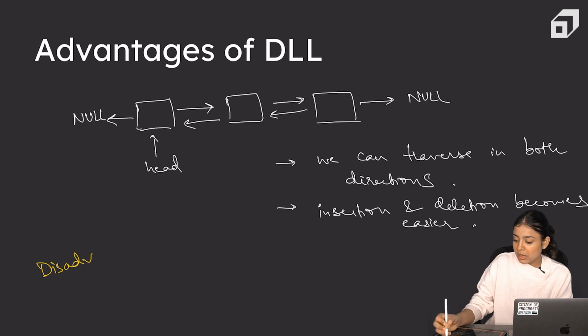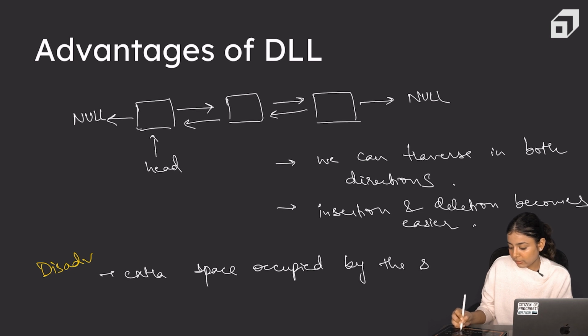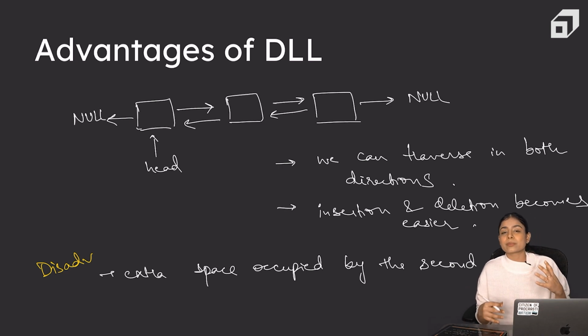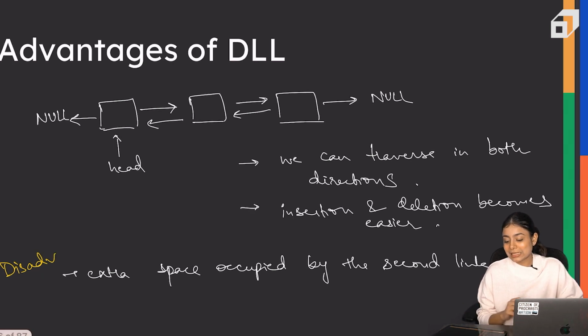There is also a disadvantage, that is the extra space occupied by the second link. In a doubly linked list we have two links, so there would be some extra space that is being used by the second link. So that is one of the disadvantages when we are using a doubly linked list over a singly linked list. But considering this, we will find a few examples where we need to traverse a linked list in both directions, and that's when a doubly linked list would come in handy and save us.